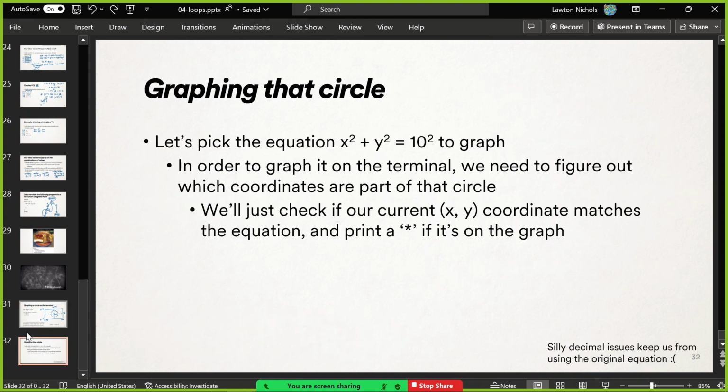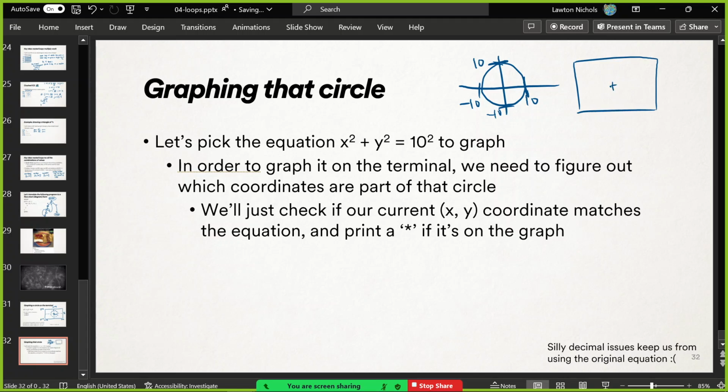This is our goal. Okay, so let's say that we're going to graph this equation. Let's graph a radius 10 circle. So x squared plus y squared equals 10 squared. That's going to be our equation, and it's going to look like this. So we got a little circle. Here's x equals 10, y equals negative 10, x equals negative 10, and then y equals positive 10. Those are all going to be touching the graph there. And again, this is what we want it to look like. We draw a bunch of spaces, plus signs, and then stars around that. That is what our graph will look like.